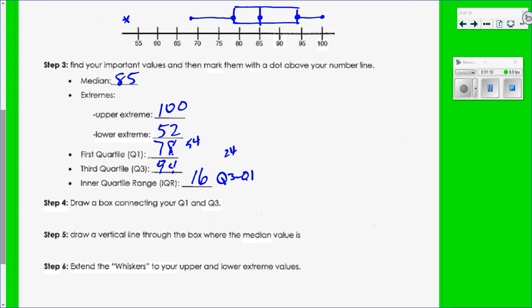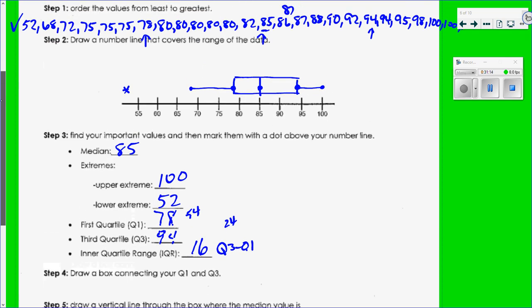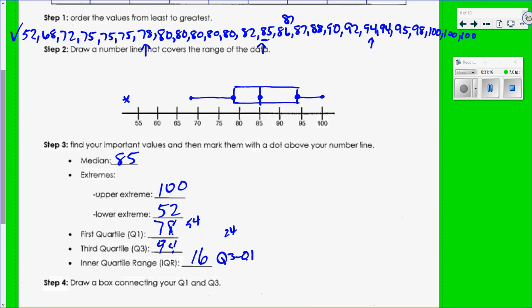It's just the median of the upper and lower halves. Once I have found my median was 85, because I had one number in the middle, I just ignore it now. That's my dividing point. So what's the middle of that half of the data? I'm just finding the median again. 78. What's the median of this half of the data? 94. It's literally all I'm doing. Finding the middle number.